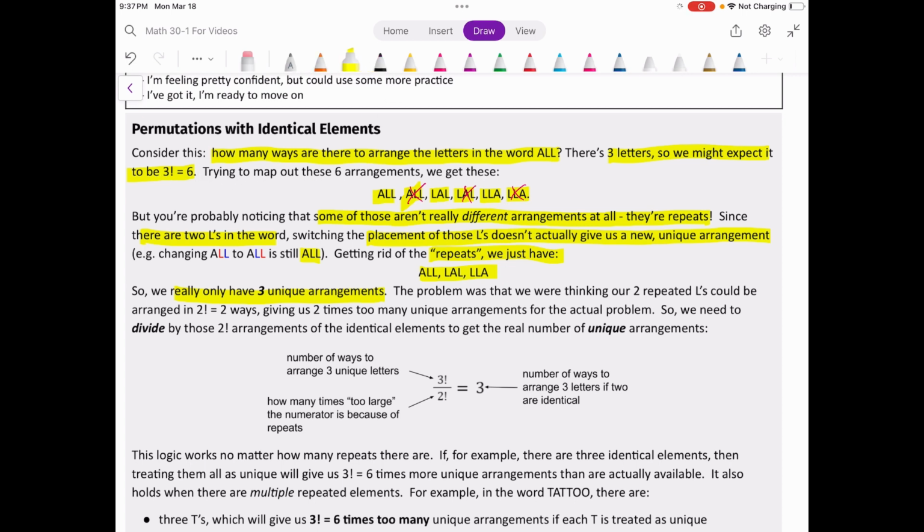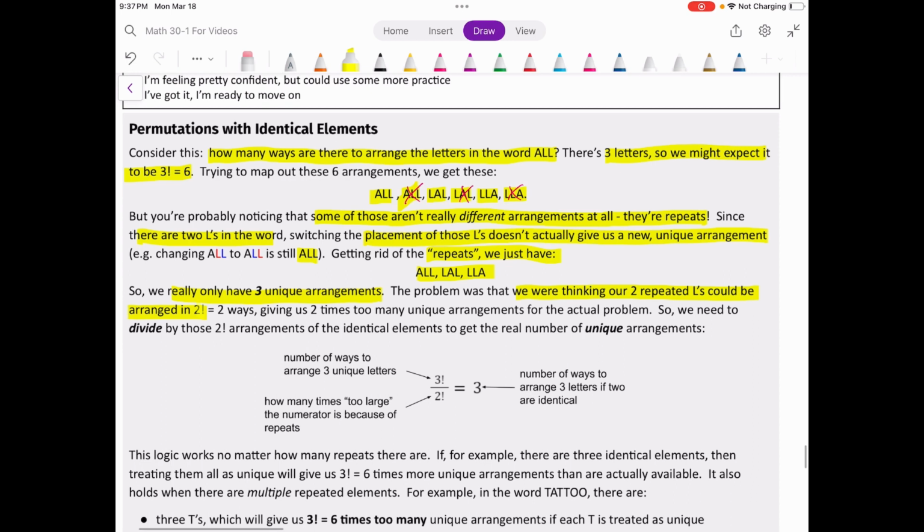Well, when using 3 factorial, we were thinking that our 2 repeated L's could be arranged in 2 factorial ways, right? It's 2 letters. We're used to saying that 2 things can be arranged in 2 factorial ways. But that logic doesn't really hold up here because arranging the 2 L's by just switching them with each other doesn't give us a new word. And so that gives us 2 factorial times too many unique arrangements for the actual problem, right? We have 2 times too many, which comes from the fact that we thought, oh, we could switch all the L's around, giving us another 2 factorial arrangements, okay?